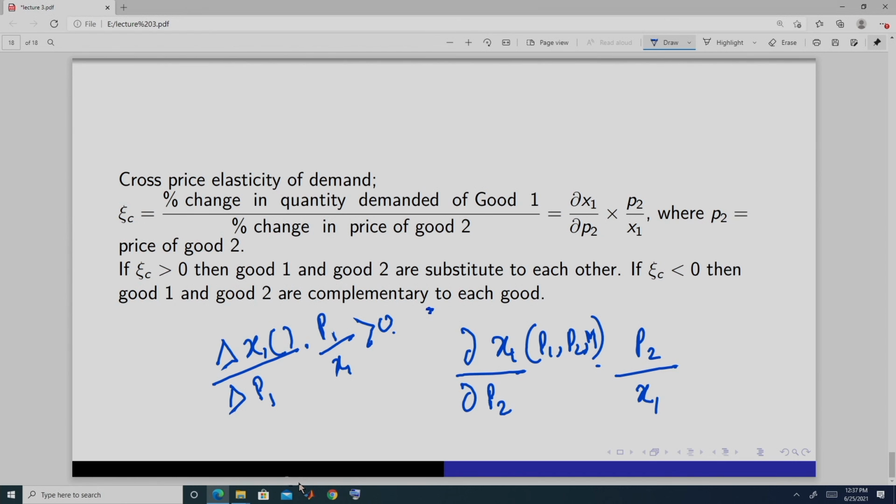Now whenever this is positive, it means that when the price of good 1 increases, demand for good 2 also increases. When the price of good 1 increases, the demand for good 1 is going to go down, and with positive cross elasticity the demand for good 2 is increasing. So it means that good 1 and good 2 are substitutes, because whenever the price of one good increases, we try to substitute it with some other good whose price has not gone up.